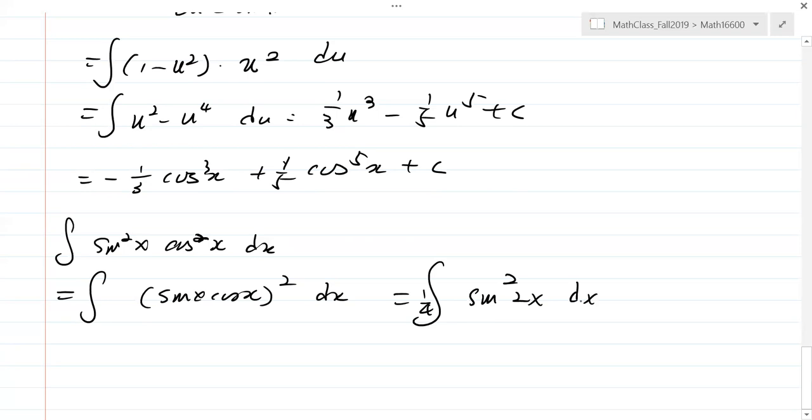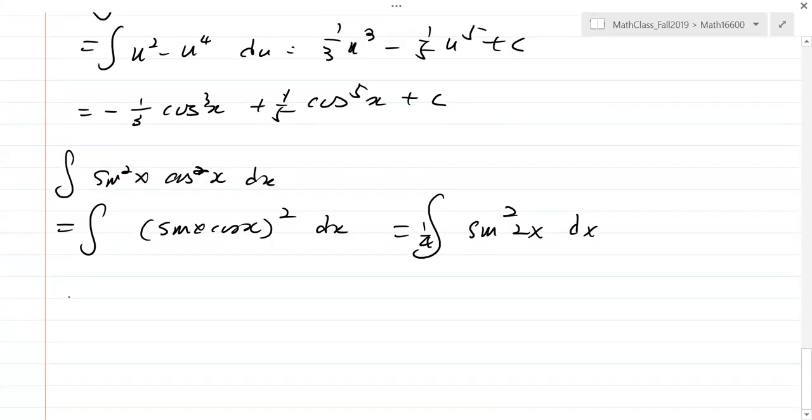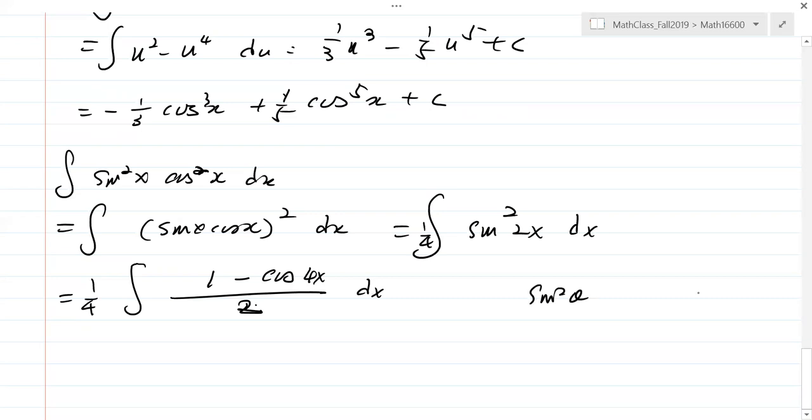Then one single function squared can be changed to one minus cosine 4x, divided by two, dx. Remember, sine squared theta is 1 minus cosine 2 theta divided by 2. Cosine squared theta is 1 plus cosine 2 theta divided by 2. So you use one of them.